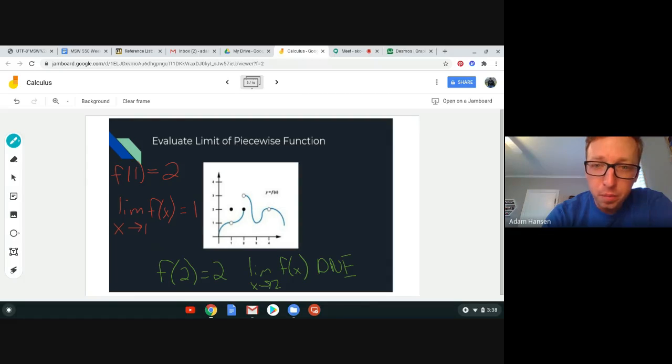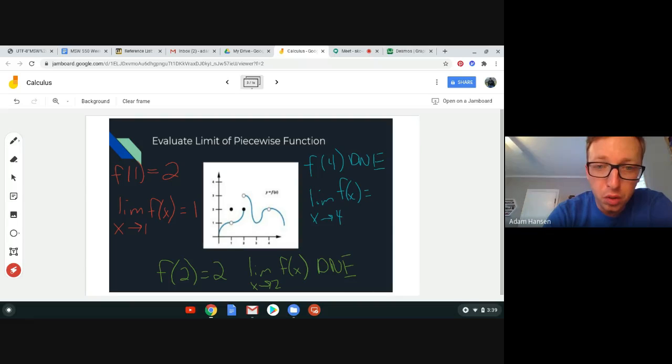Let's look at one more. What would f of 4 be? Well, f of 4 actually does not exist. There is no defined point for our function when x equals 4. Let's see what the limit as x approaches 4 of f of x would be equal to.